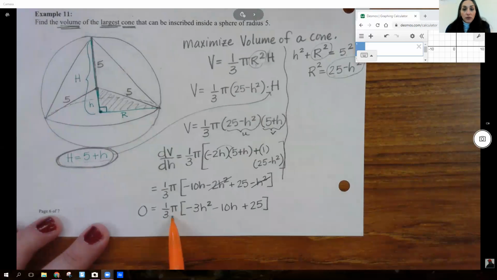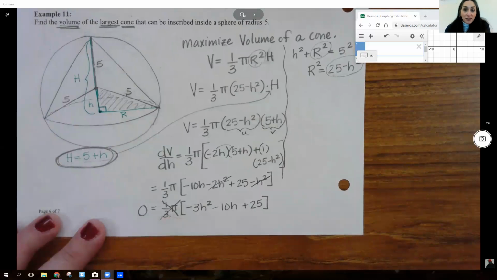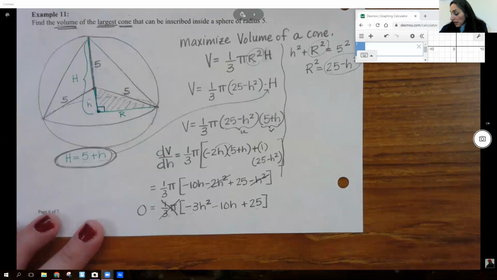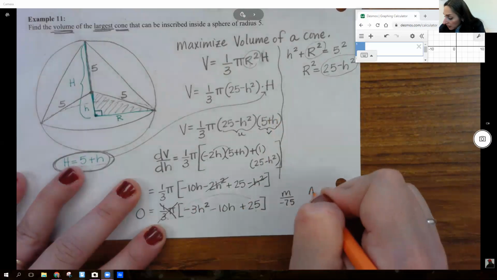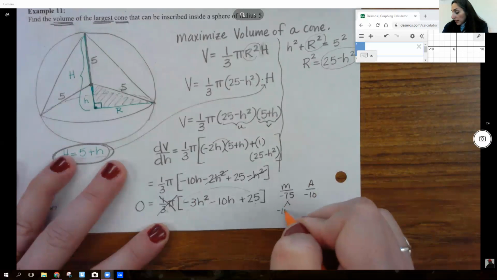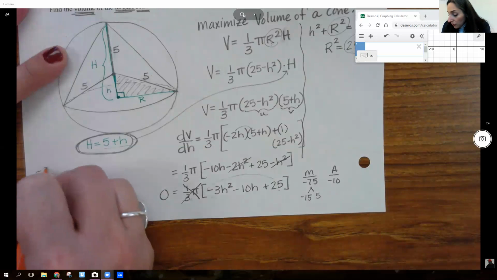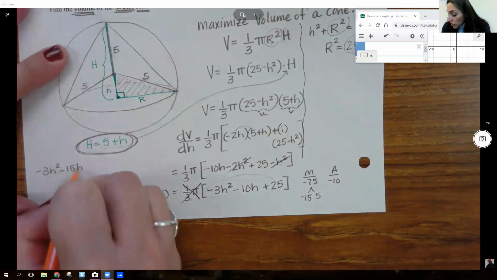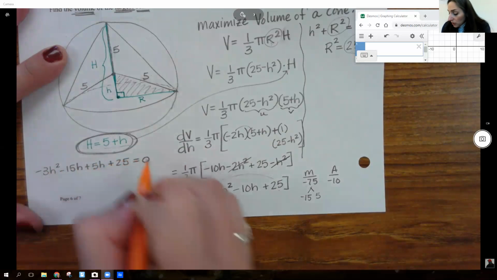The 1/3 and the pi, if you divide those on both sides or multiply by the reciprocal, however you want to do it, they're just going to go away because you're going to do 0 divided by that. This is what we need to find the factors for. So what multiplies to negative 75 and adds up to negative 10? I think that's going to be negative 15 and 5. Yep. So negative 3h squared minus 15h plus 5h plus 25, and remember, this is set equal to 0.